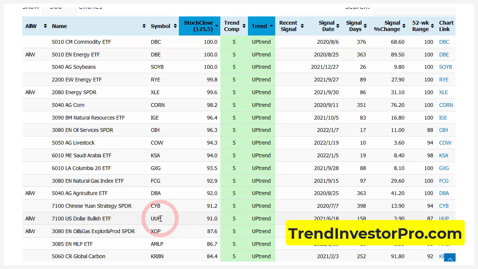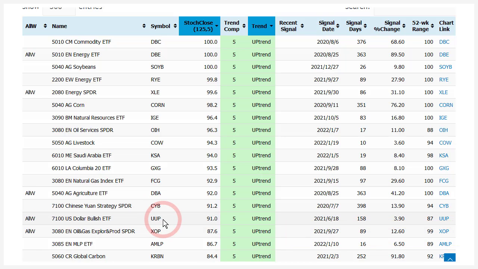And you can see the dollar is also strong. So how about that? Commodities and the dollar strong. Just means you got to pay attention to the price charts and what's going on with the individual ETF and put these intermarket relationships on the back burner.